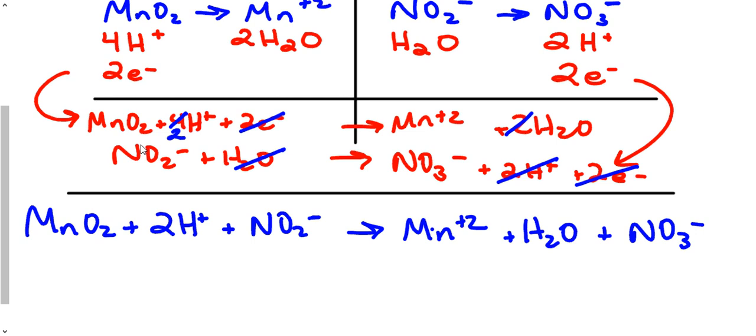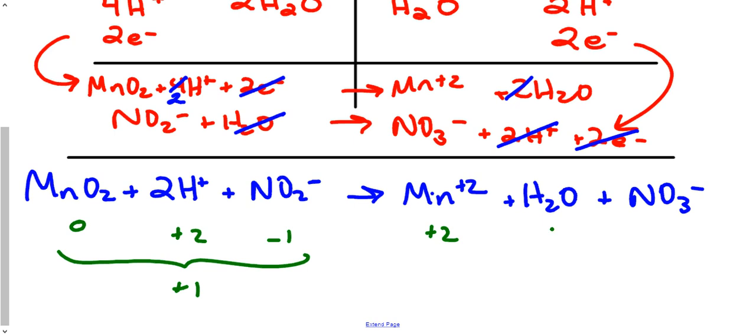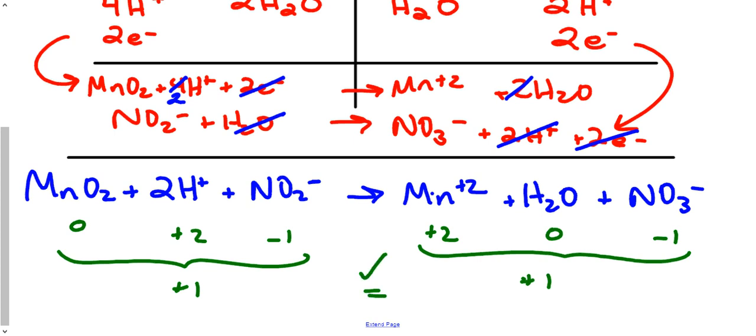Again, a quick check to make sure my charge is balanced is a fast way to tell if we've done this correctly. The manganese dioxide has no charge, so we'll give it a charge of 0. 2 plus 1s is plus 2, and a group of minus 1 is minus 1. So we are at an overall charge of plus 1 on this side of the equation. From the manganese ions, there's 1 group of plus 2, so we have plus 2 there, 1 group of 0, and 1 group of minus 1. Again, we're at a charge of plus 1 there. My charges are equal. My reaction is balanced.